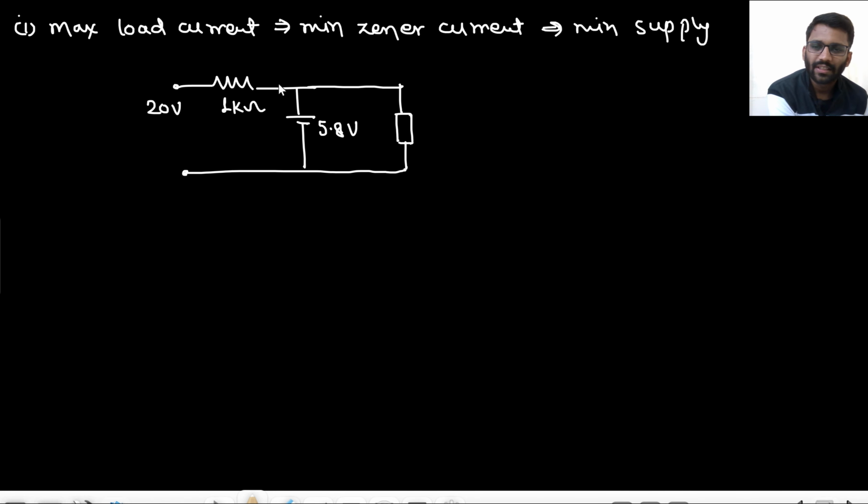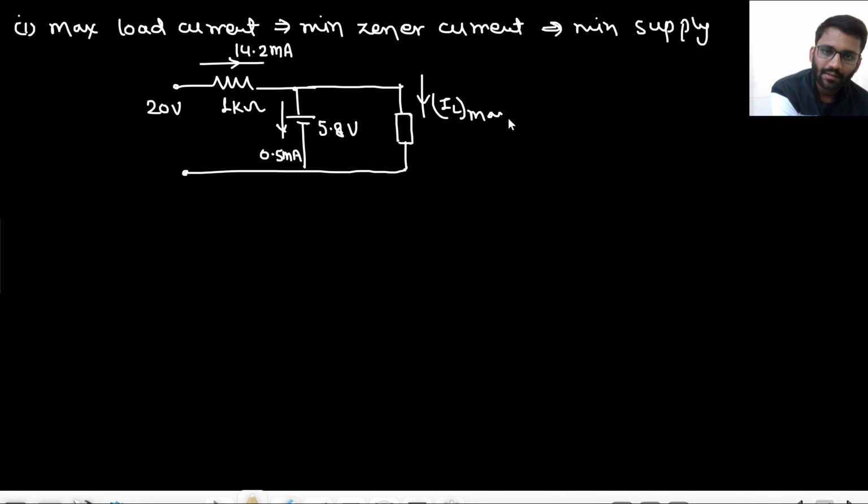So 20 volt was there, and here 5.8 volt is there. So here the current is 14.2 milliampere, and the current in the Zener is minimum, that is 0.5 milliampere. That means this is your IL max, right? So 14.2 is coming from here, 0.5 is going there. So your IL max would be 14.2 minus 0.5, that means 13.7 milliampere.